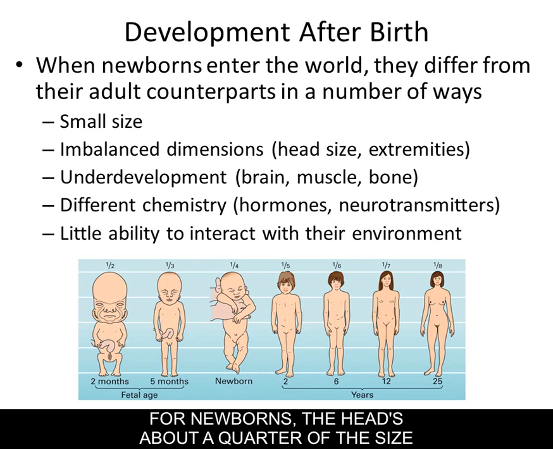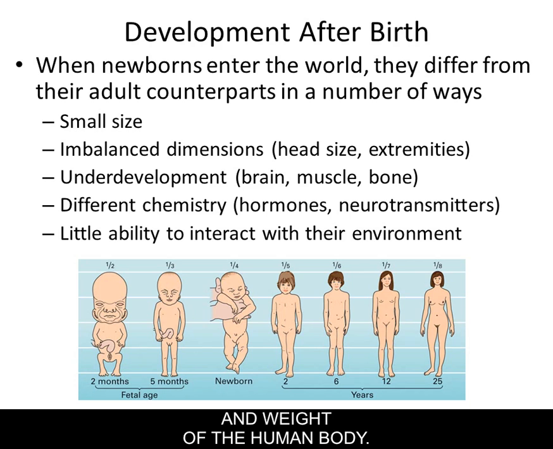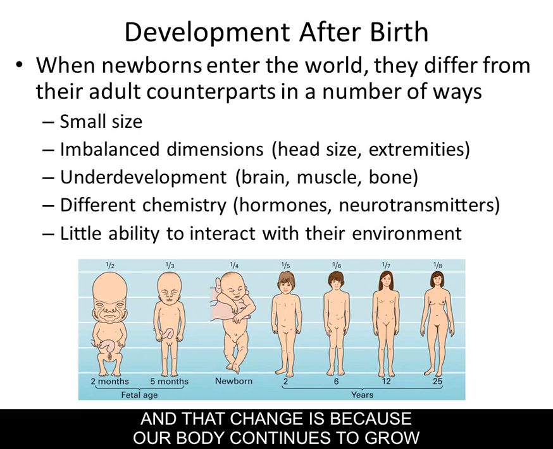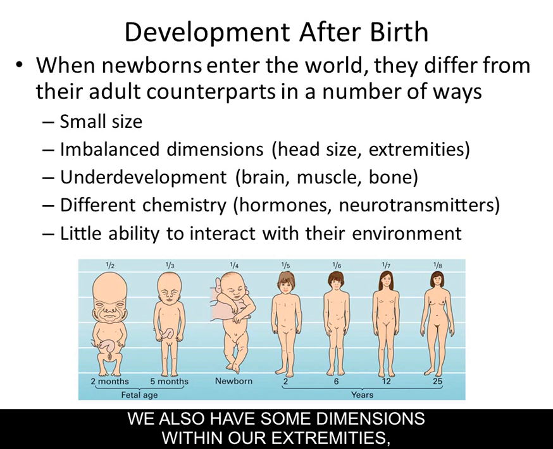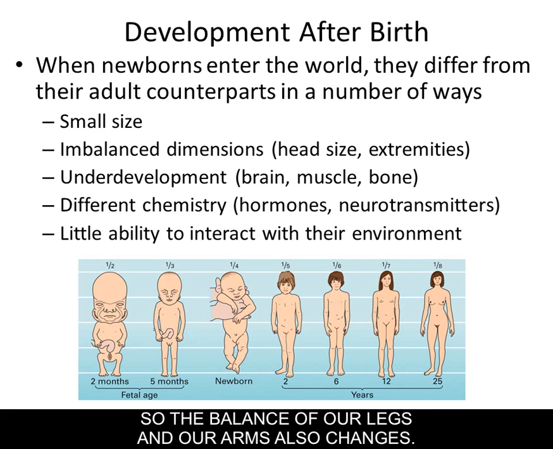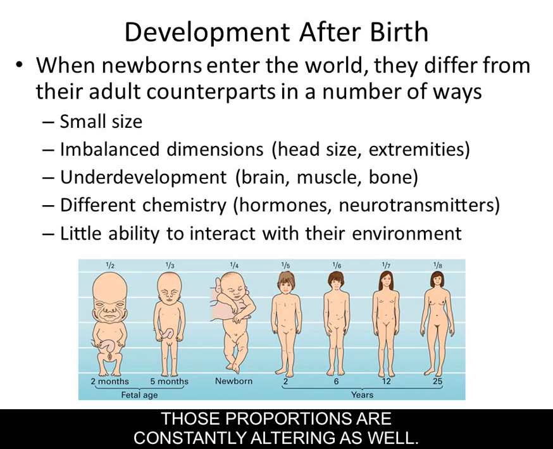For newborns, the head's about a quarter of the size and weight of the human body. As we age, as we grow, we get to a point where our head is only about an eighth the size of our body, and that change is because our body continues to grow long after birth, and our head is only growing slightly after that point. We also have some dimensions within our extremities, so the balance of our legs and our arms also changes. Those proportions are constantly altering as well.